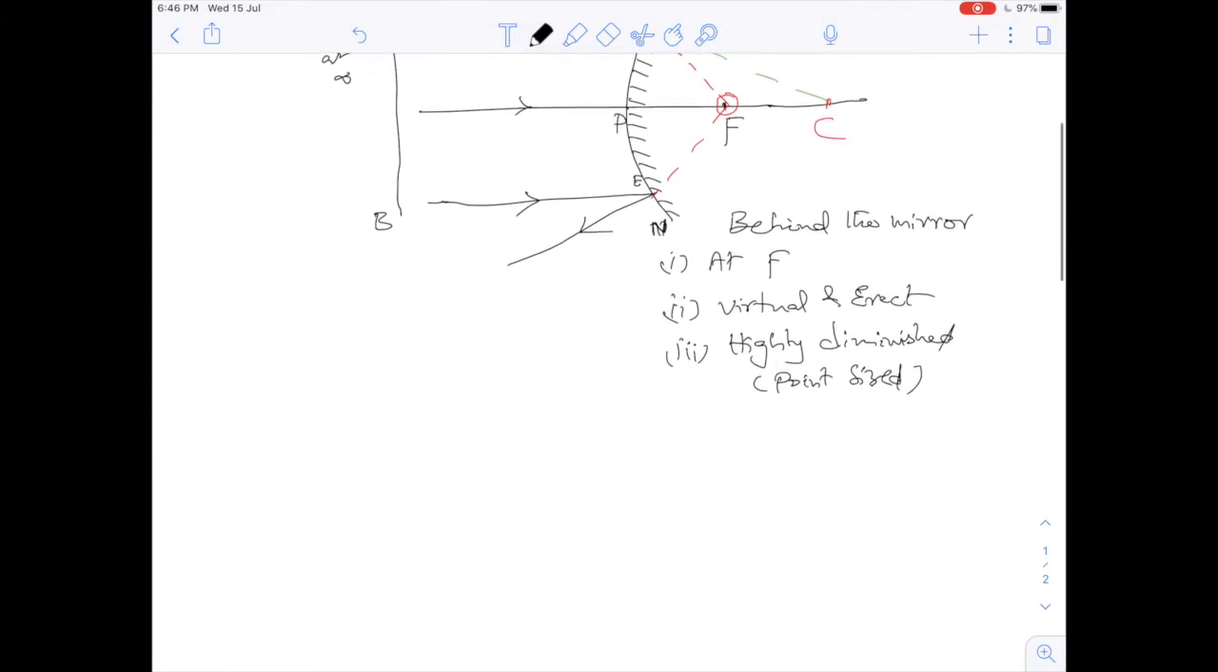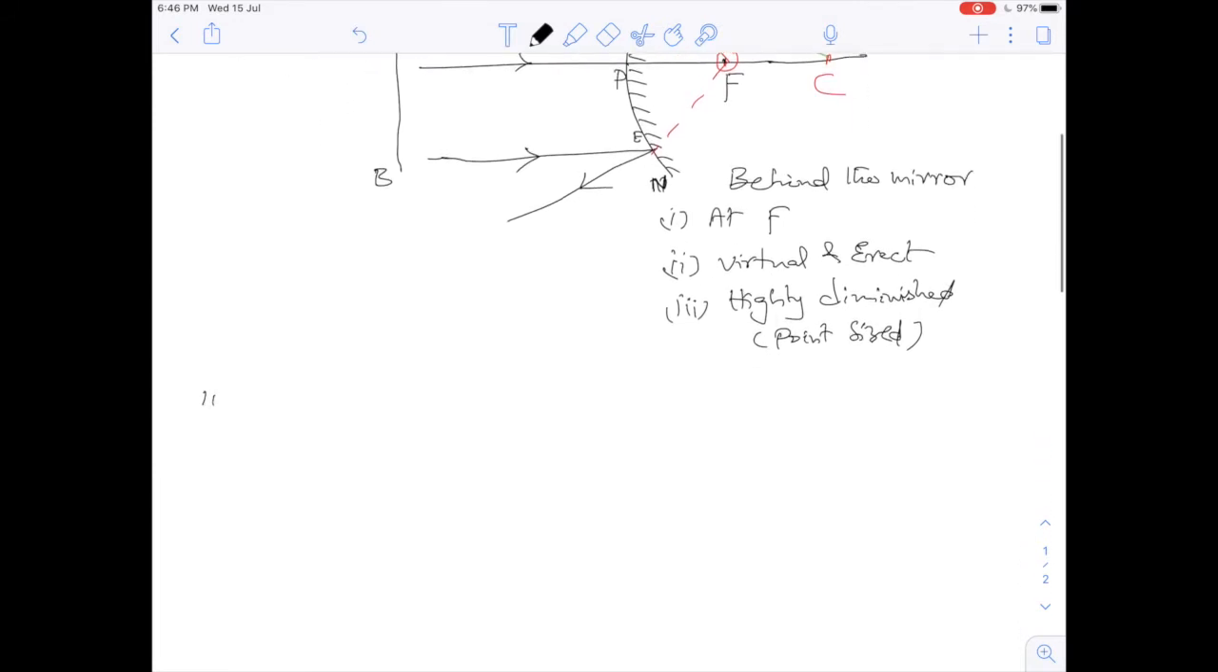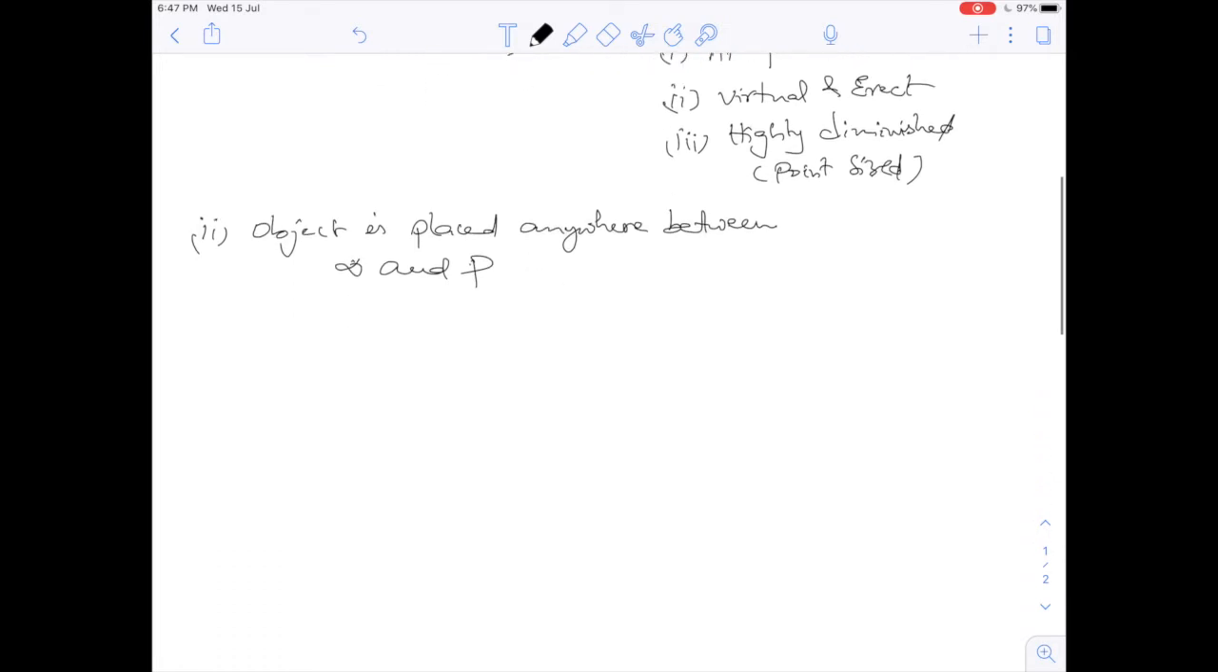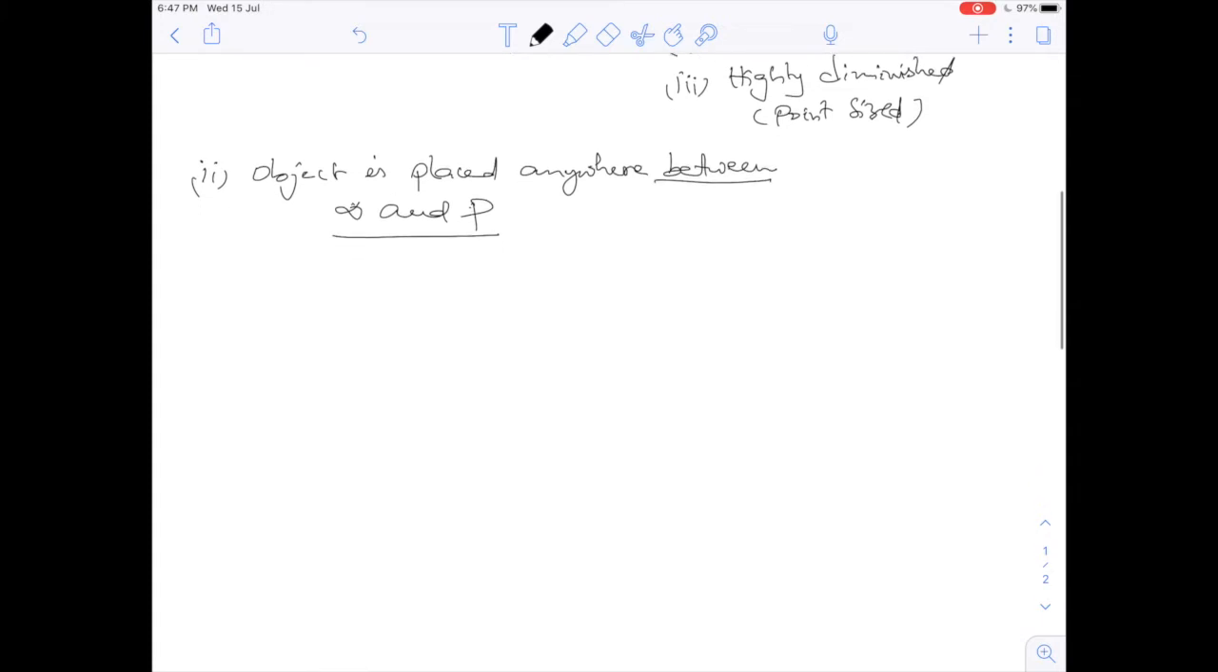Now let us move to the second case, where the object is placed anywhere between infinity and pole, or pole and infinity. So let us see what this condition is. So between infinity and pole, so anywhere.